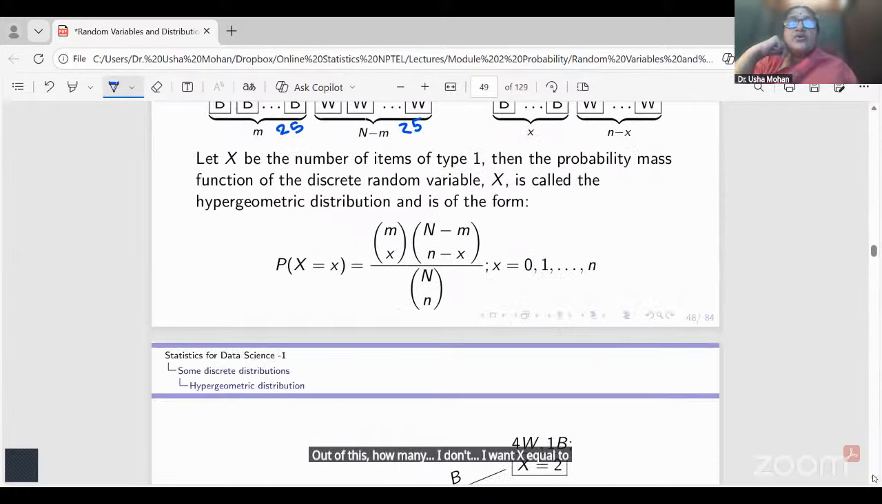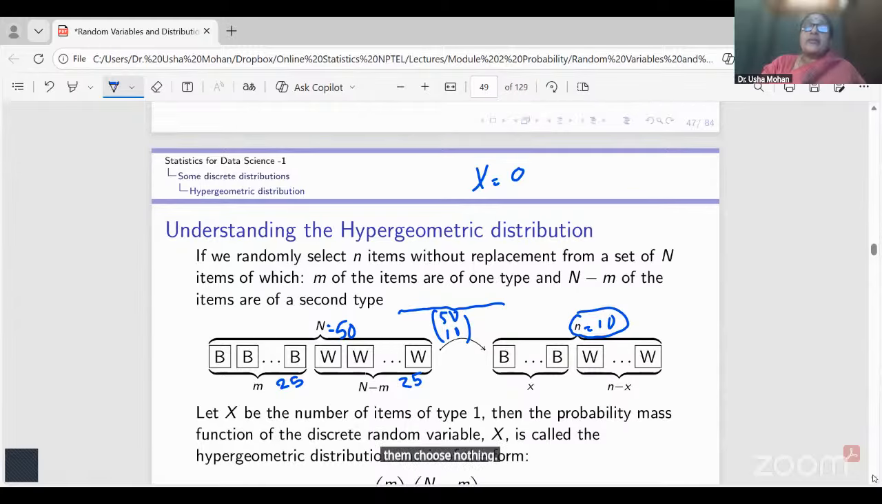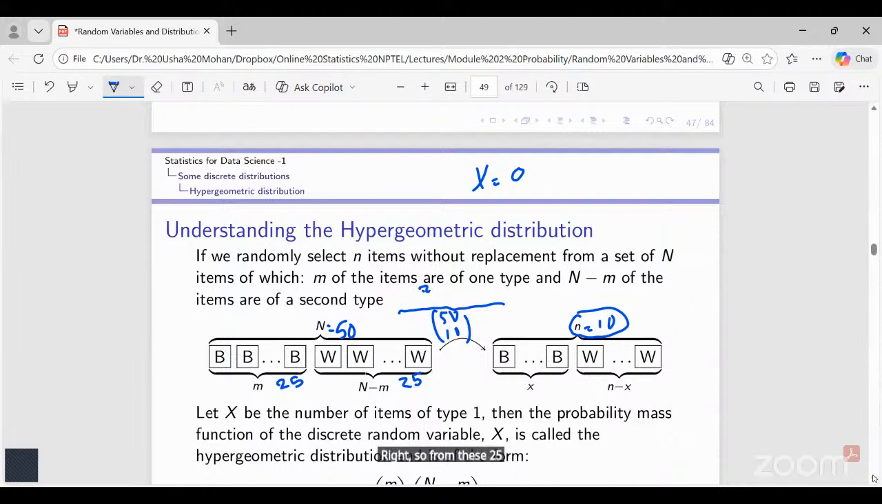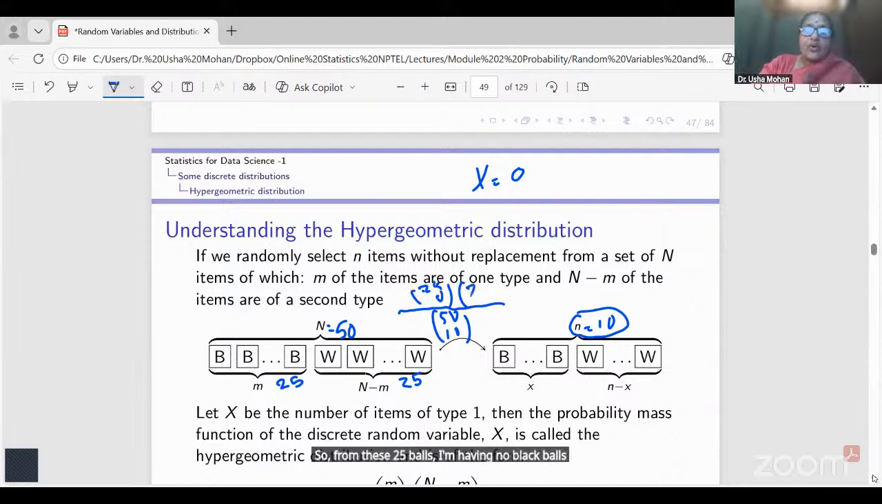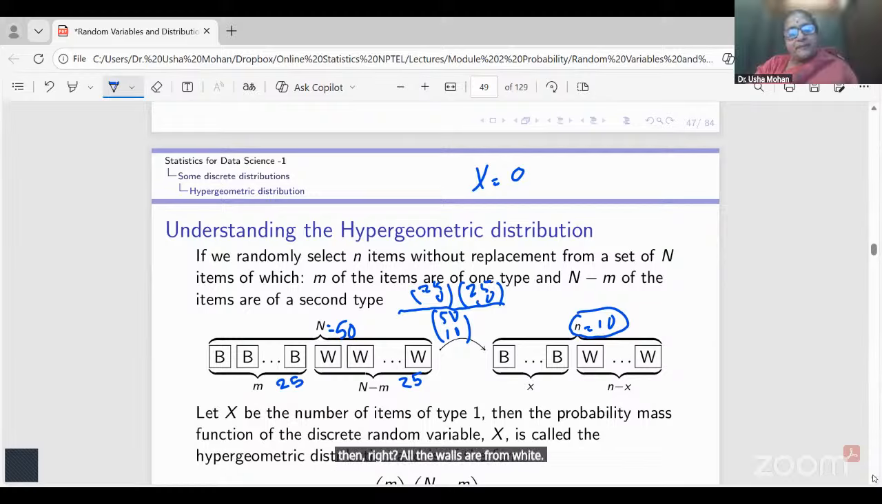What does X equal to 0 mean? Choose no black ball. Right, so from these 25 balls, I'm having no black balls, and all of them are from the 10. All the balls are from white. Is it clear? Yes, ma'am.